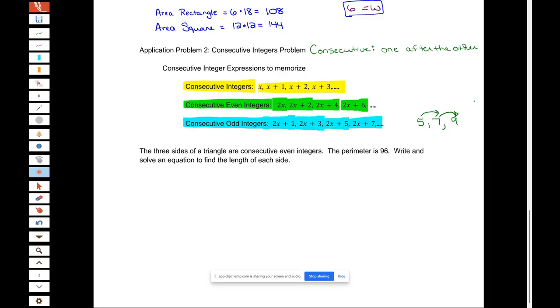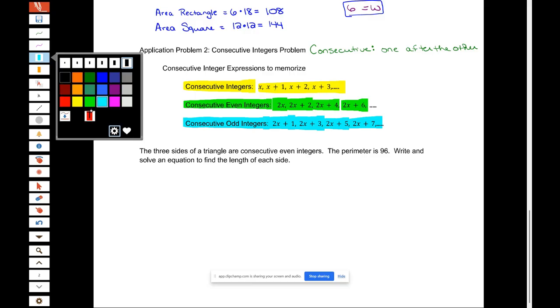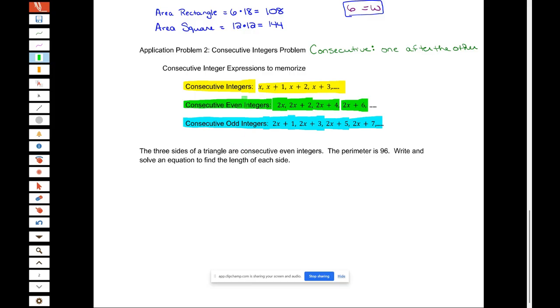All right, so let's do a problem where we are using these consecutive integer types. It says the three sides of a triangle are consecutive even integers. All right, that's the green one that I highlighted green right here. All right, I'm going to draw a triangle. So here's my triangle. All right, so consecutive even. So the first one is 2x. The next one is 2x plus 2. These are the side lengths of the triangle.